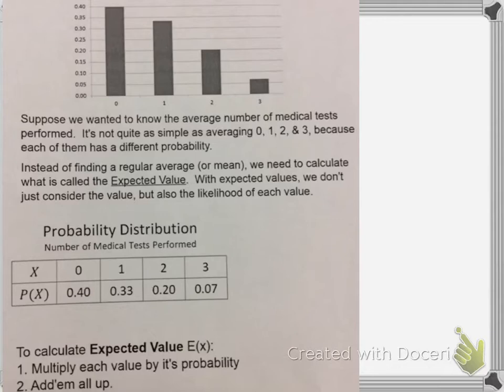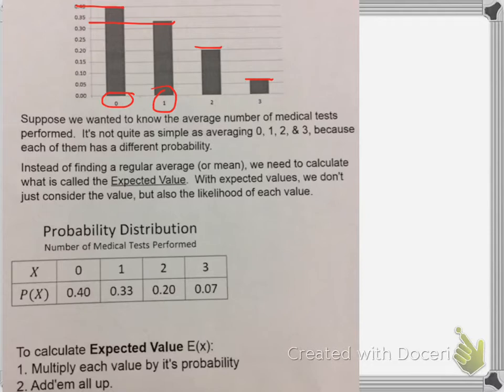So this chart up here talks about if you went into the doctor, this is the number of medical tests that they ran on you. If you went into the doctor and they ran 0 medical tests on you, then you were in 40% of the population. If they ran 1 medical test on you, then you were in this percent of the population, 2 medical tests here, and 3 medical tests here. So what would be the average or expected value of how many medical tests would be run on you if you went to the doctor?